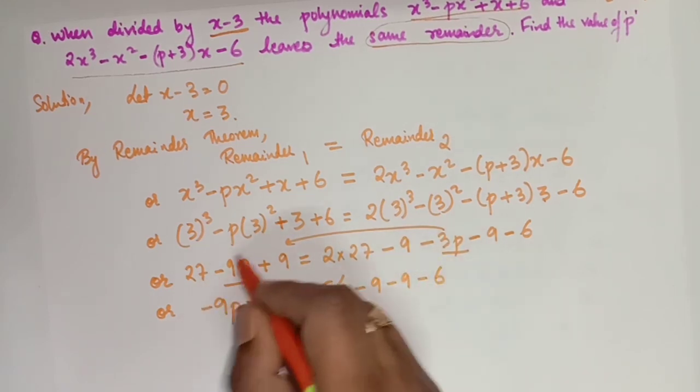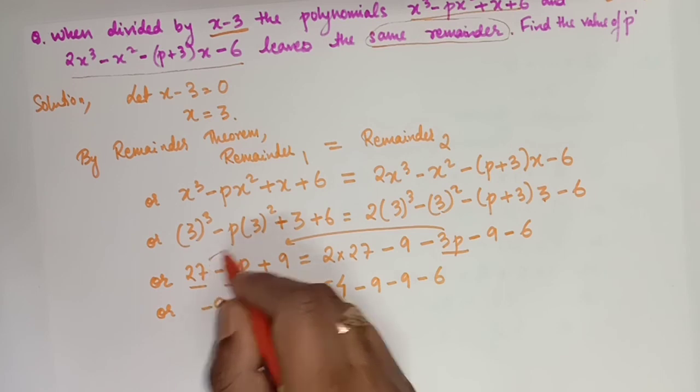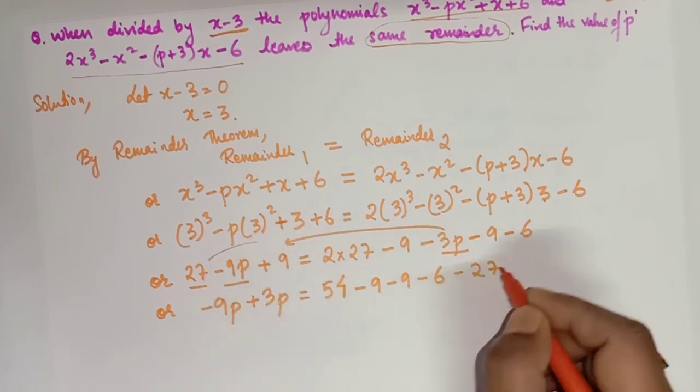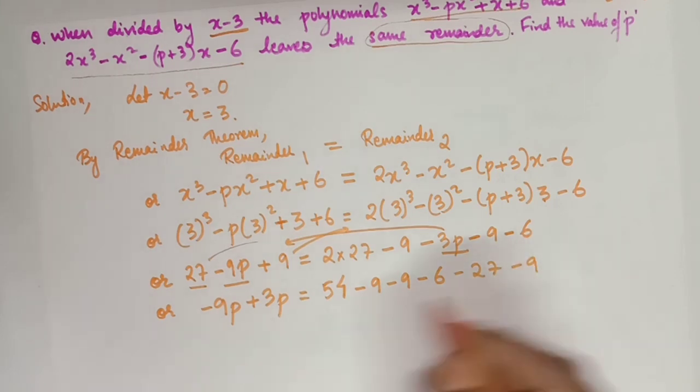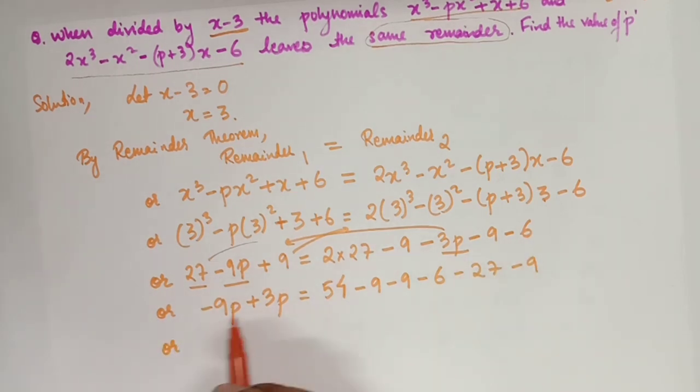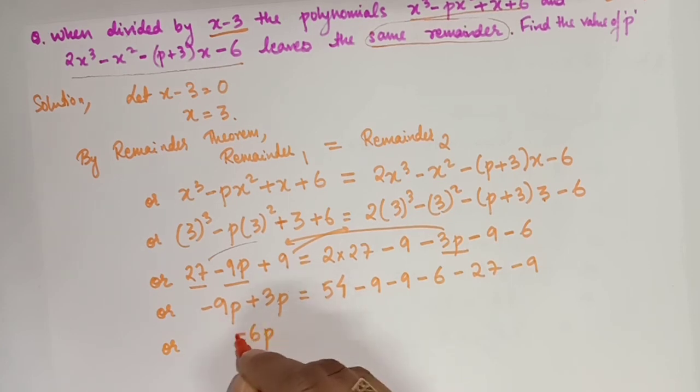Now the numbers, I'll take that side. So this plus 27, when you go that side, it will be minus 27. Plus 9, when you go that side, it will again be minus 9. You can see here, minus plus is your minus. So minus 9p plus 3p is your minus 6p. So minus 6p, I got it.